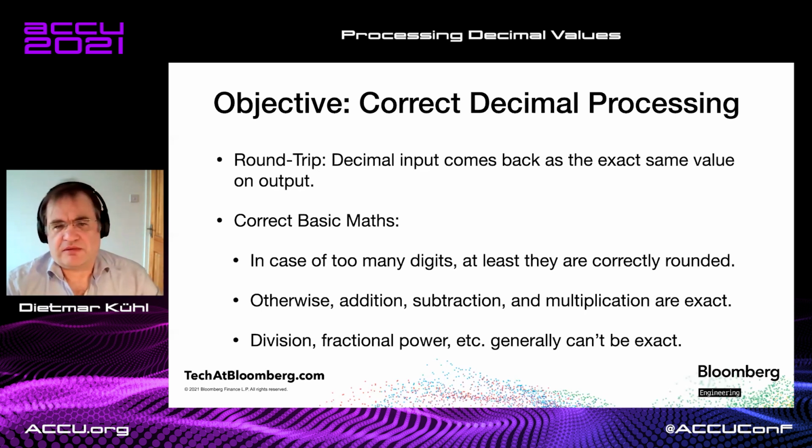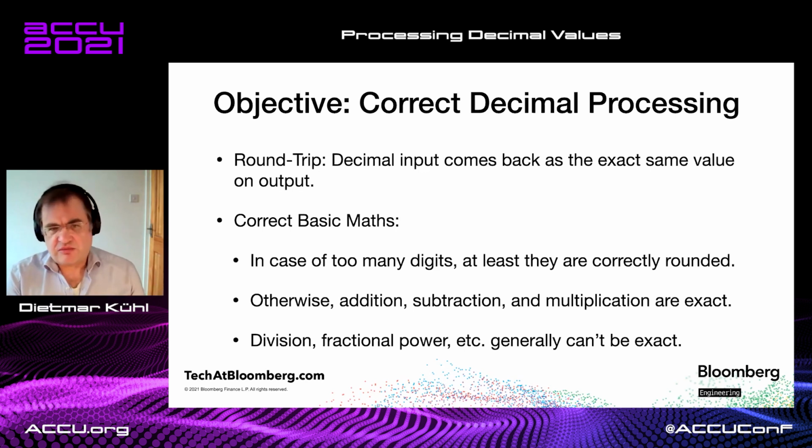And otherwise, ideally, things like addition and subtraction should be exact unless I run out of digits. And I will, on the next slide, talk a little bit about where the new digits come from. And multiplication should also be exact.